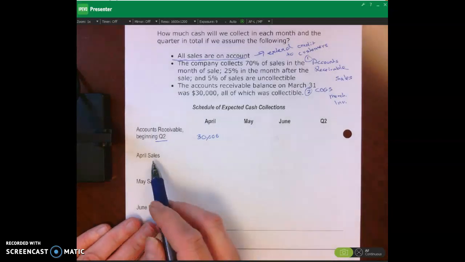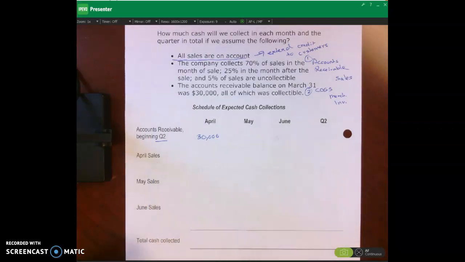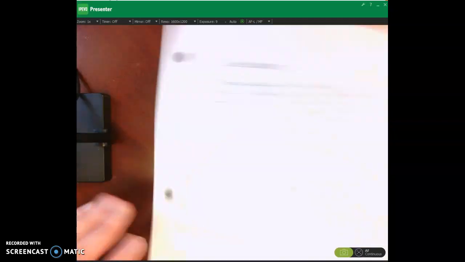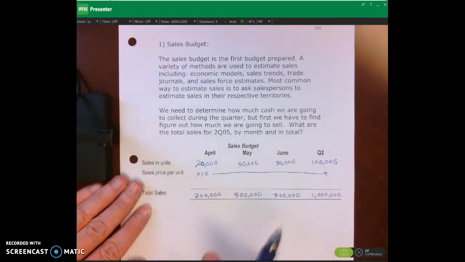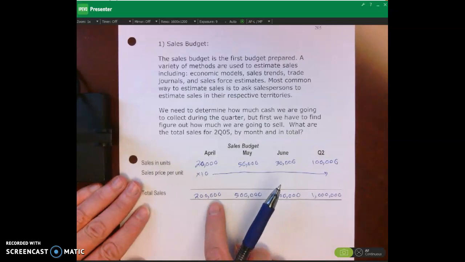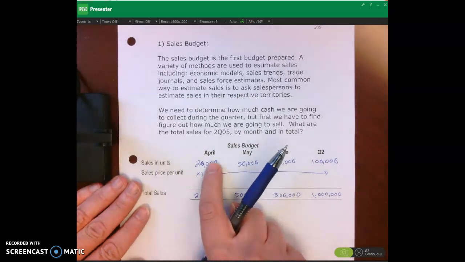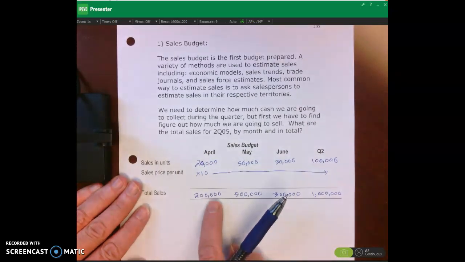And then what we say is we have April sales. Where do we get that from? Our sales budget. So that's what I was saying. The sales budget is always the first budget done. And now we're not looking at our units. We're looking at our sales dollars right over here.